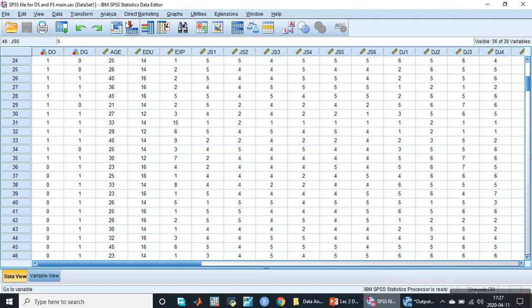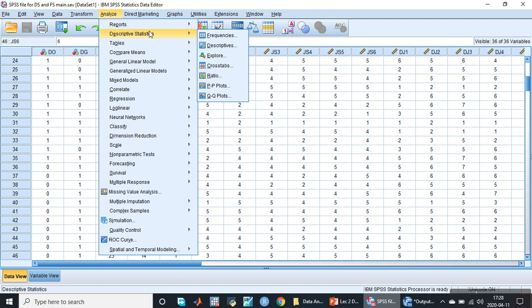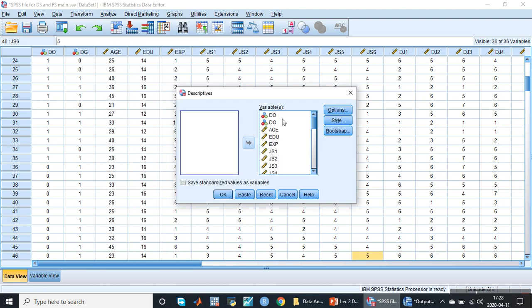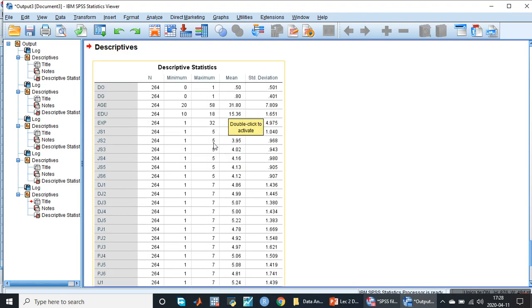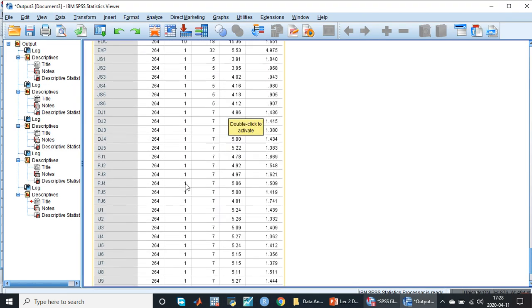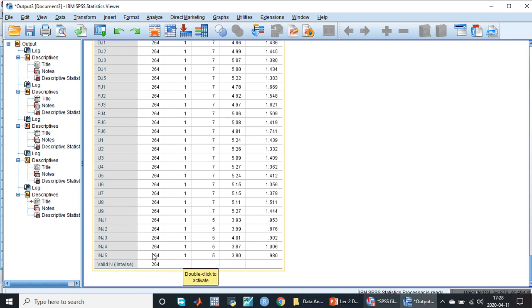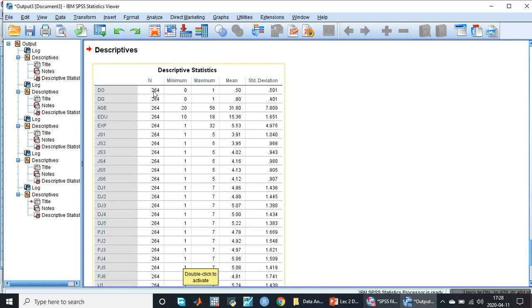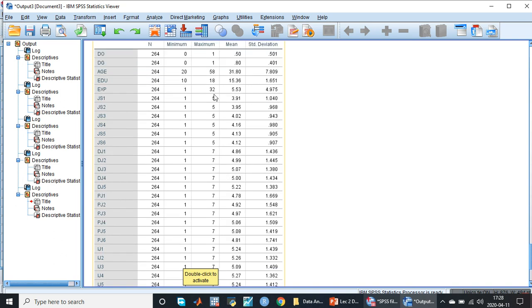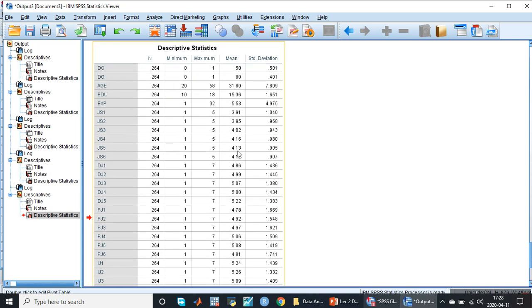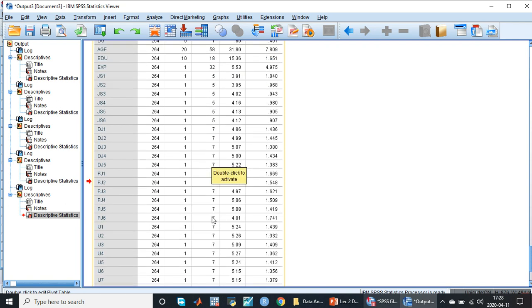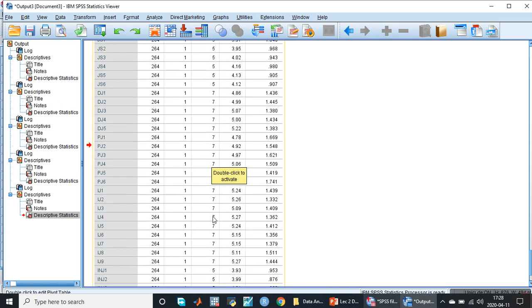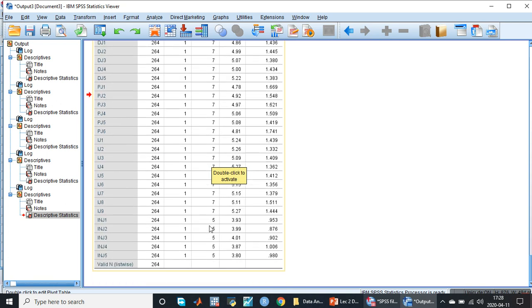We will save it and we will run the analysis again. Descriptive statistics, descriptives, all the variables are here on this side, and we will click on OK. Now the minimum value is 1 for all variables, and the total number of respondents were 246. Now there were five categories in the job satisfaction, 7 categories in the procedural justice, 7 categories for the informational justice, and 5 categories for all of the questions of interactive justice.